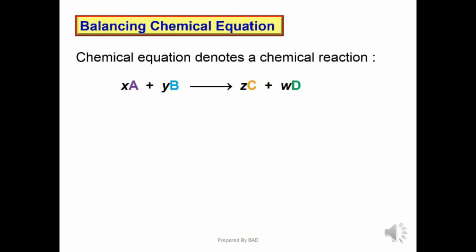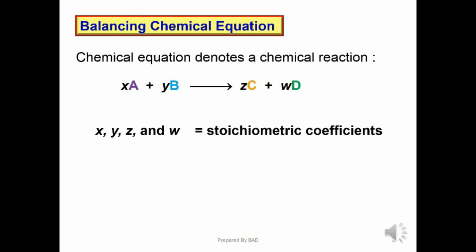Look at the general equation given. So, XA reacts with YB to produce ZC and WD. So, actually, X, Y, Z and W are stoichiometric coefficients. Stoichiometric coefficient refers to the number that we use to balance the chemical equation. A and B are reactants, whereas C and D are products.